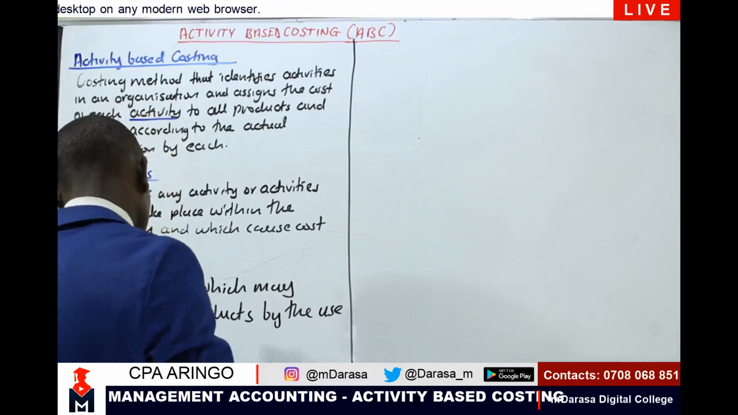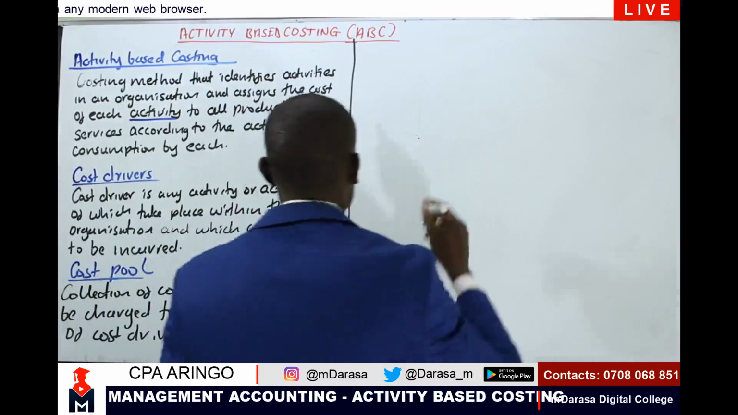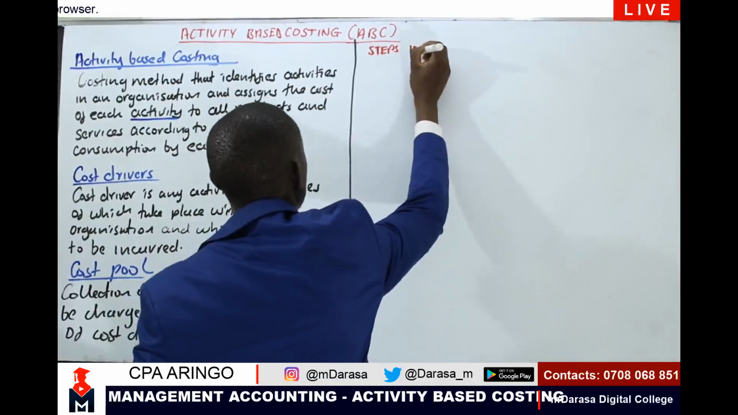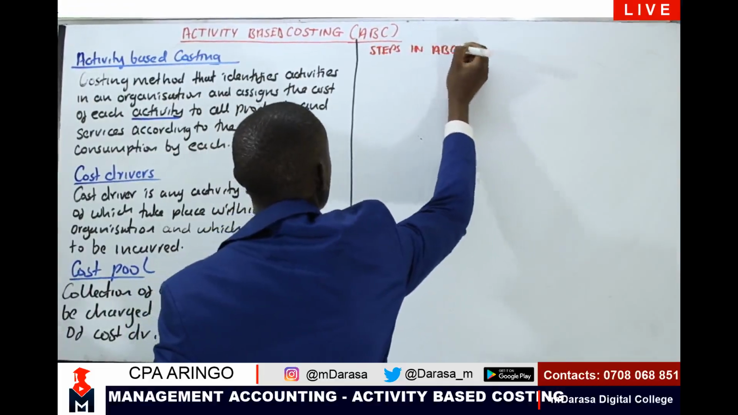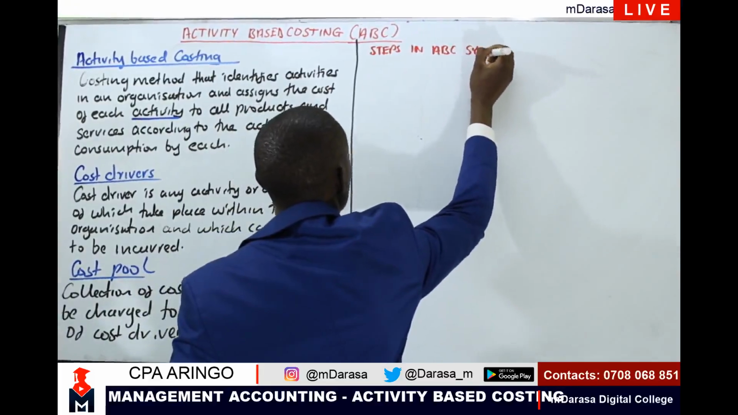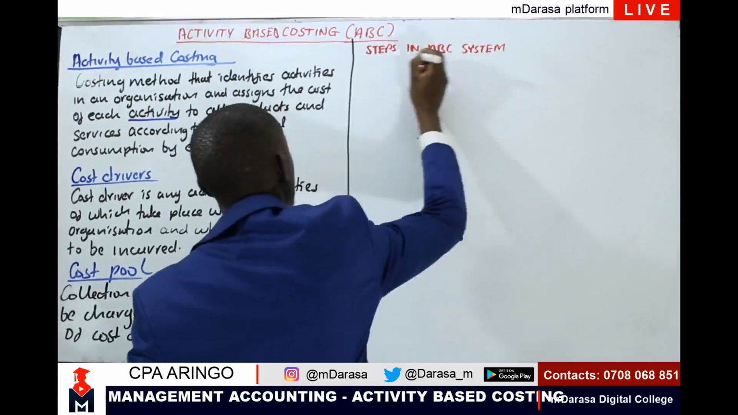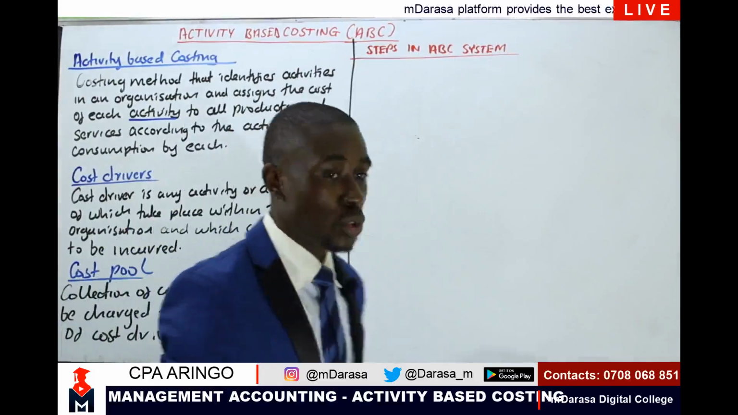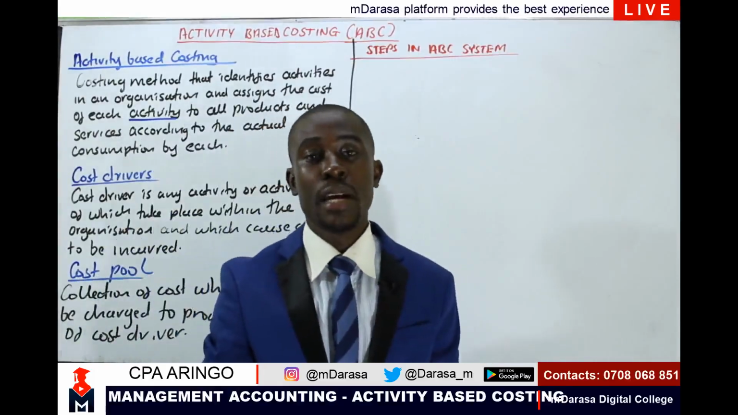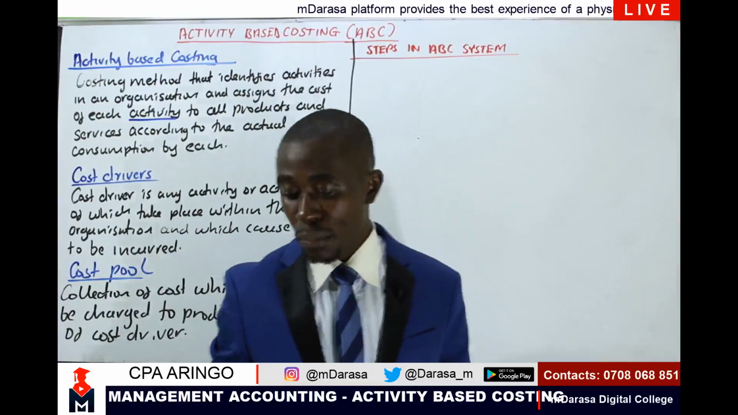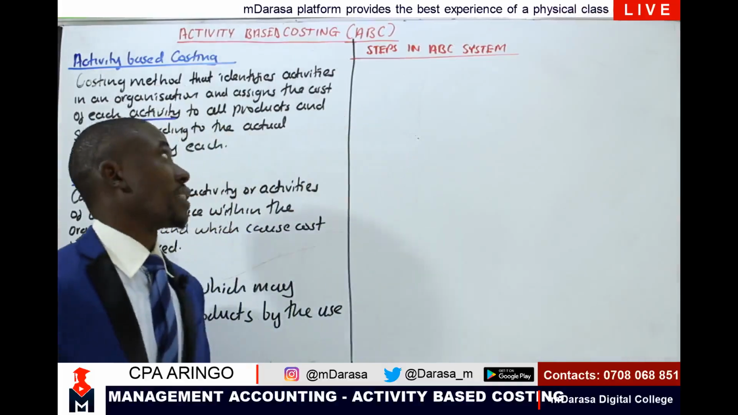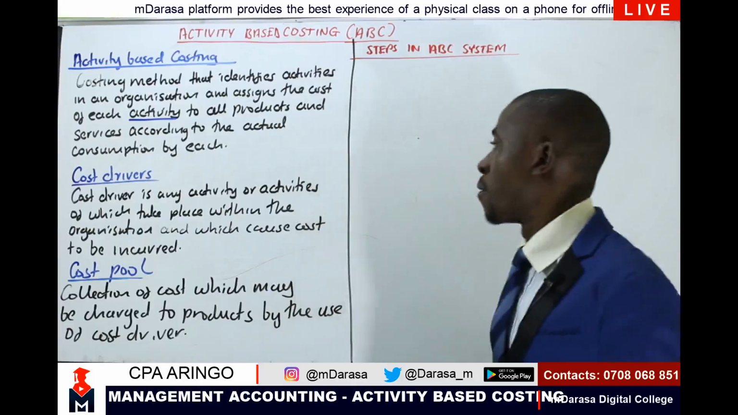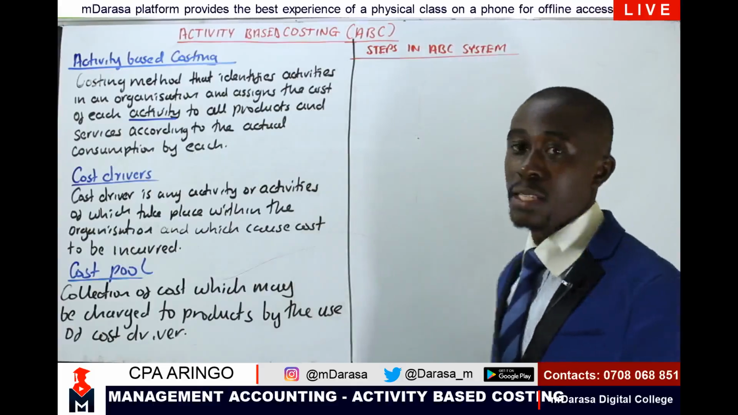So let us take the steps to be followed in the ABC system. These are very important steps that whenever we are talking of ABC, we should always have at the back of our mind. Very key for us to understand these steps.